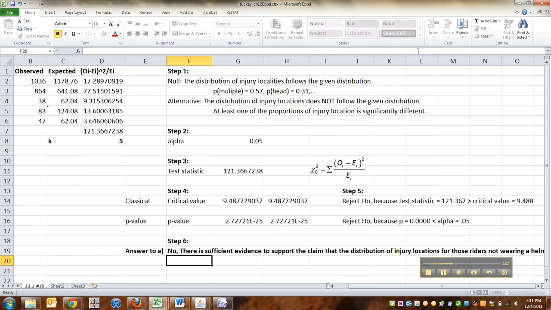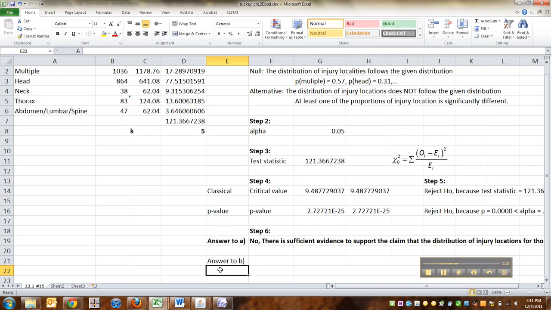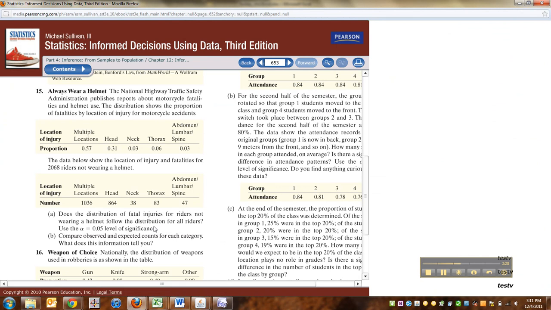Right? So the expected list came out of what we were expecting from all riders no matter what, and then we found that the observed for people not wearing a helmet was different than that. And part B, if you want to go look at it, it's asking, look at the expectation and the observed, where do you see the big differences? So the big differences, well, it doesn't really come right out and say that. It just says, compare observed and expected counts for each category. What does this information tell you?